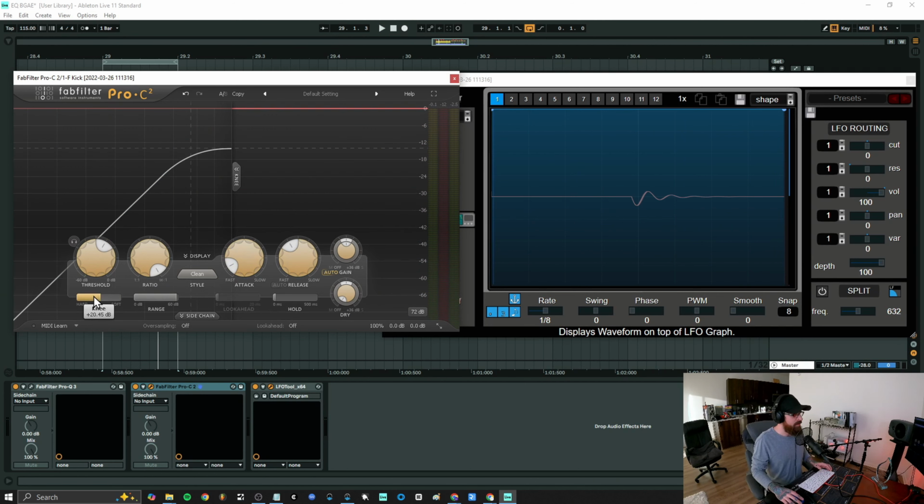With a hard knee, the compression is immediately added as soon as the threshold is met. So as we can see here, as soon as the audio passes the threshold, that's when the compression starts. If we move into a medium soft to medium hard knee, the compression is gradually added a little bit before the audio actually passes the threshold.